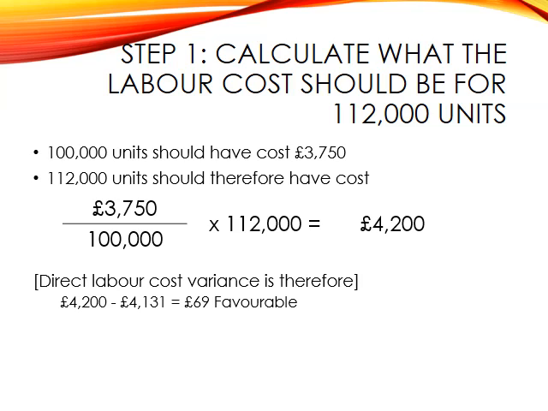So I can calculate my overall direct labour cost variance. This is going to be the 4,200 that I've just calculated minus the actual cost incurred of £4,131. That gives me a variance of £69, and that will be favourable, seeing as though I actually incurred a smaller cost than I would have expected to had my actual production cost me what I thought it should do.